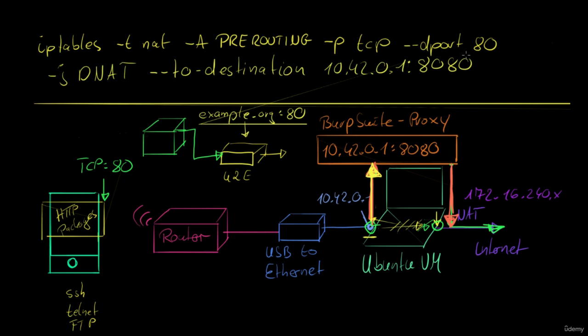So now every HTTP packet that arrives at any interface, no matter if it's this or this interface, will now be rerouted, or the destination address will be changed to the address of our proxy listener over here, which means they will be rerouted to our proxy here, which is listening on 10.42.0.1 port 8080. Alright, at this point we are done with our iptables rules over here. So we have figured out exactly what this one does.